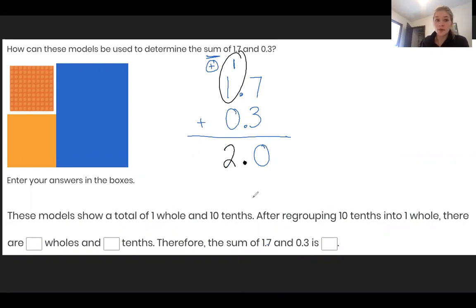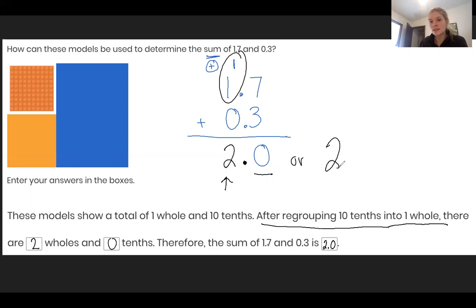So to answer our question, after regrouping 10 tenths into one whole, there are how many wholes? 2 wholes and 0 tenths. Therefore, the sum of 1.7 and 0.3 is 2. Just the number 2. You don't have to say 2 and 0 tenths. Nope. This is the same number as 2. All right. There's nothing after the decimal point, so you do not have to declare that.